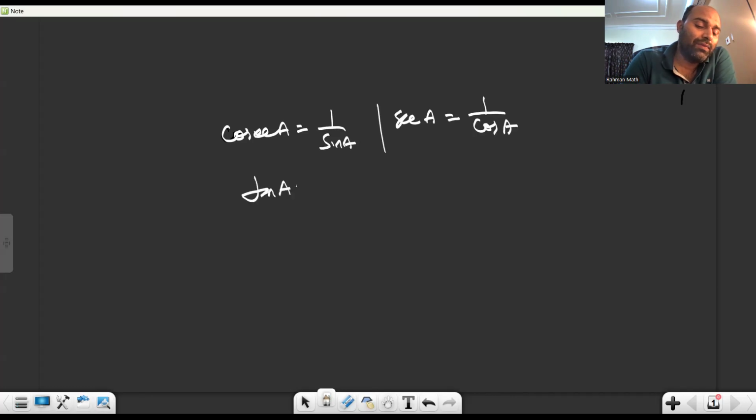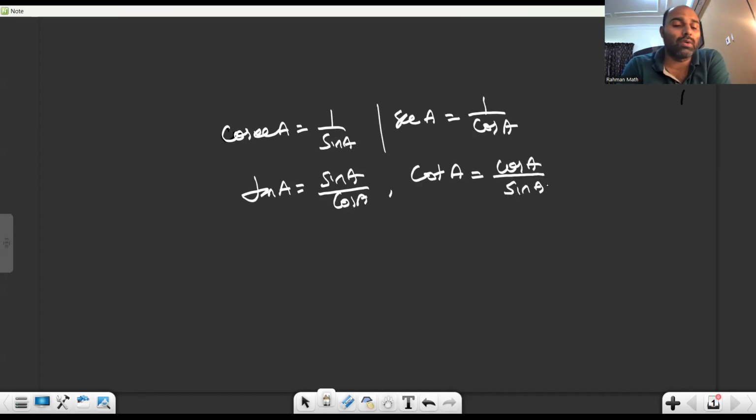And tan A equal to what? Everything we are writing in sine or cos or both. Sine A by cos A. Then cot A is what? Cos A by sine A. Try to understand all these results. This is not the time to learn them, so be careful. Cos A by sine A.